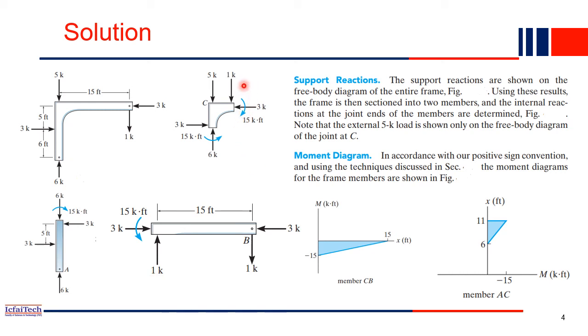If you check, 1k is acting downward, so here 1k should be acting upward. Similarly, 15k is clockwise here, so here 15k will be anti-clockwise. Similarly, here 3k is right to left, so here 3k will be left to right. Just equivalent and opposite of whatever is mentioned here, we have just computed. The length is already given, and the support reactions are 3k and 1k. So this is the free body diagram of this beam part.